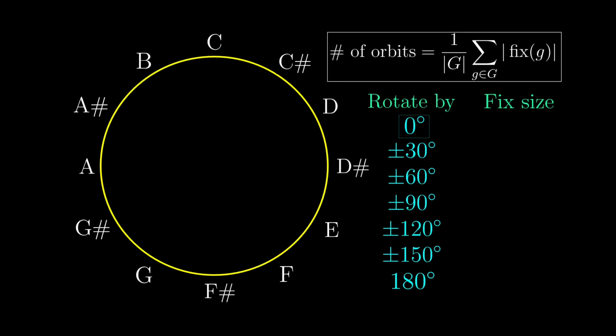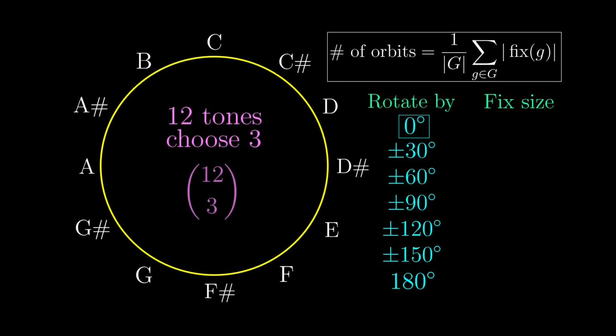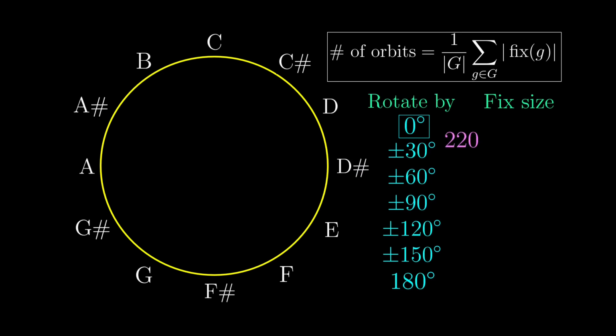We first consider the identity, which always fixes everything in the set. In this case, out of the 12 tones available, we choose 3 of them to form the trichord, so there are altogether 12 choose 3 things in the set, which is 220, which we record as the fixed size.